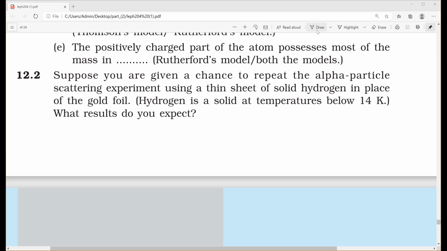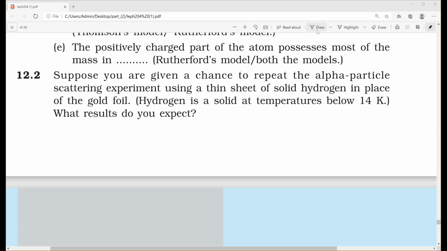Okay, well, so we are going to solve the problems based on the chapter Atoms. So we shall see 12.2. Suppose you are given a chance to repeat the alpha particle scattering experiment using a thin sheet of solid hydrogen in place of gold foil. Hydrogen is a solid at temperature below 14 K. What results do you expect? That is the question they have asked. So let us see how to solve that one.